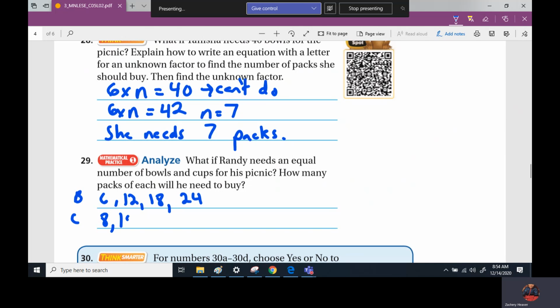Do you see 8 up here? Nope. 16. Do you see 16 up here? Nope. 24. So we're going to have 6 times 1, 2, 3, 4, because these are the multiples. 6 times 1, 6 times 2, 6 times 3, 6 times 4. So 4 packs of bowls. And then 8 times 1, 8 times 2, 8 times 3. So 3 packs of cups.